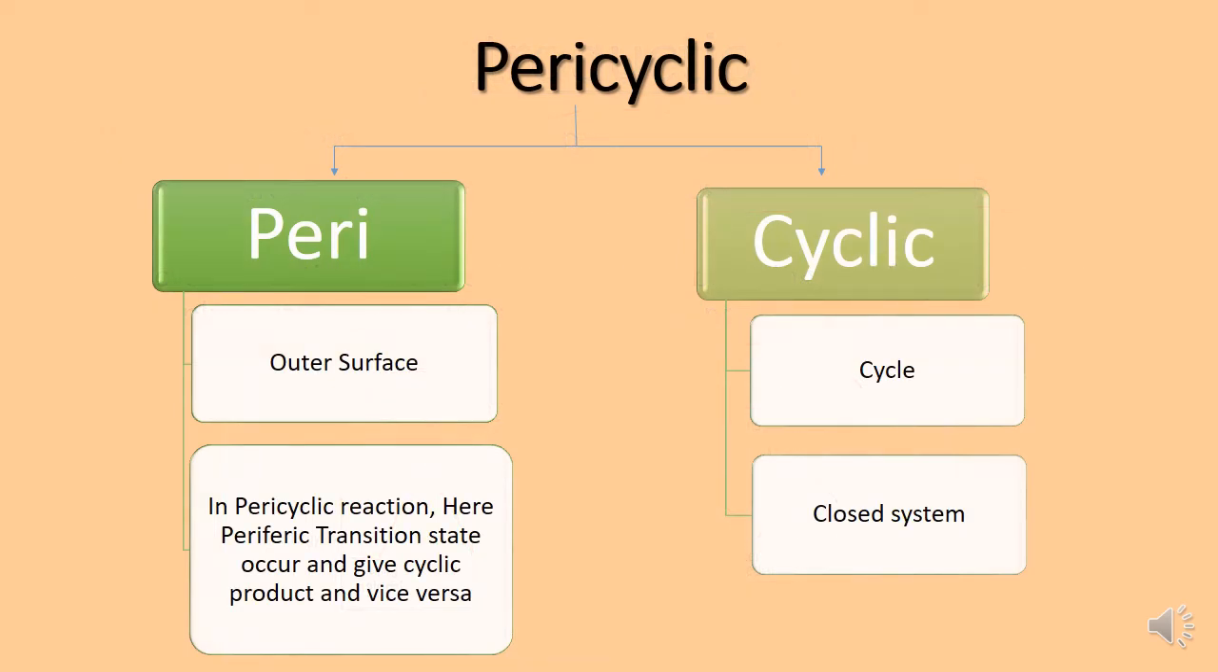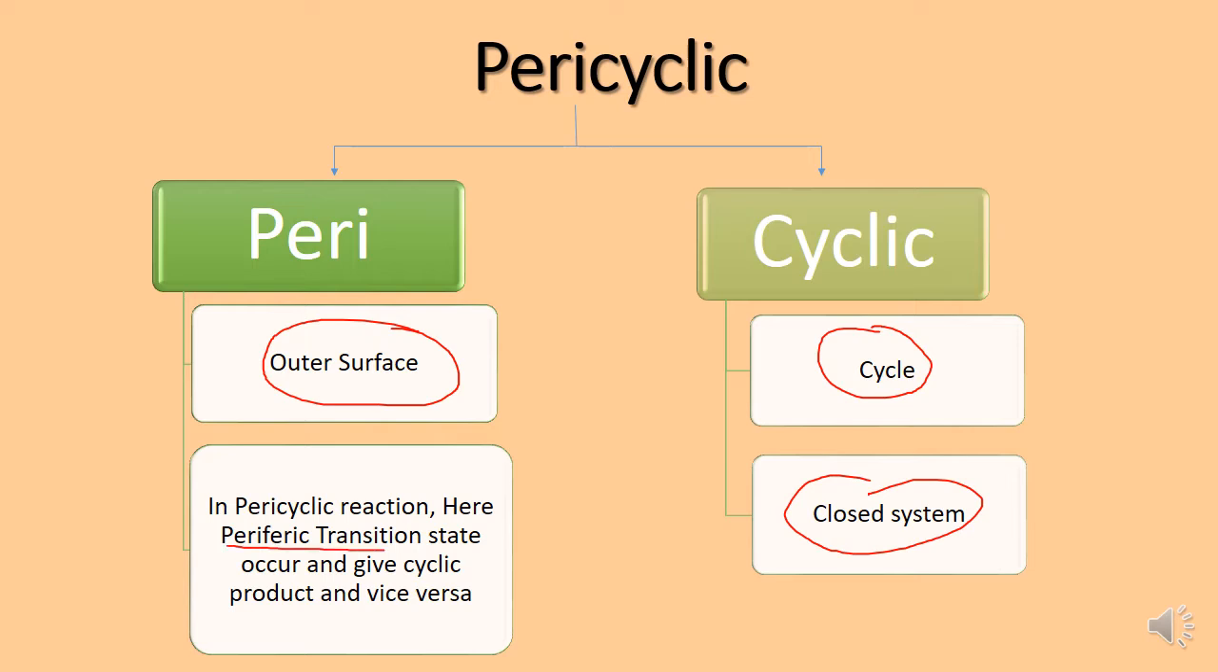Pericyclic is derived from two words, peri and cyclic. Cyclic means cycle, or we can say a closed system. Peri means outer surface, or we can say the periphery of the ring, meaning outside of the ring, and it gives a cyclic product and vice versa.